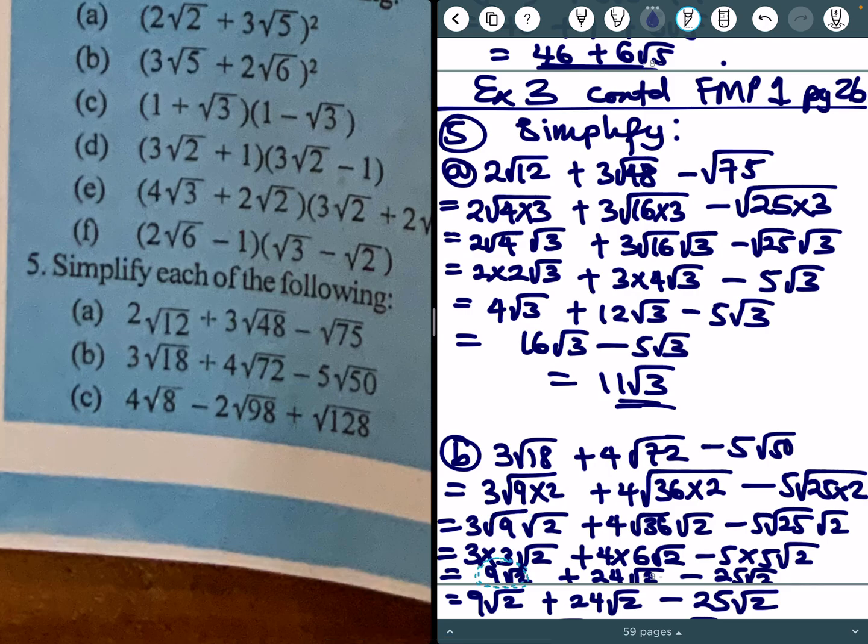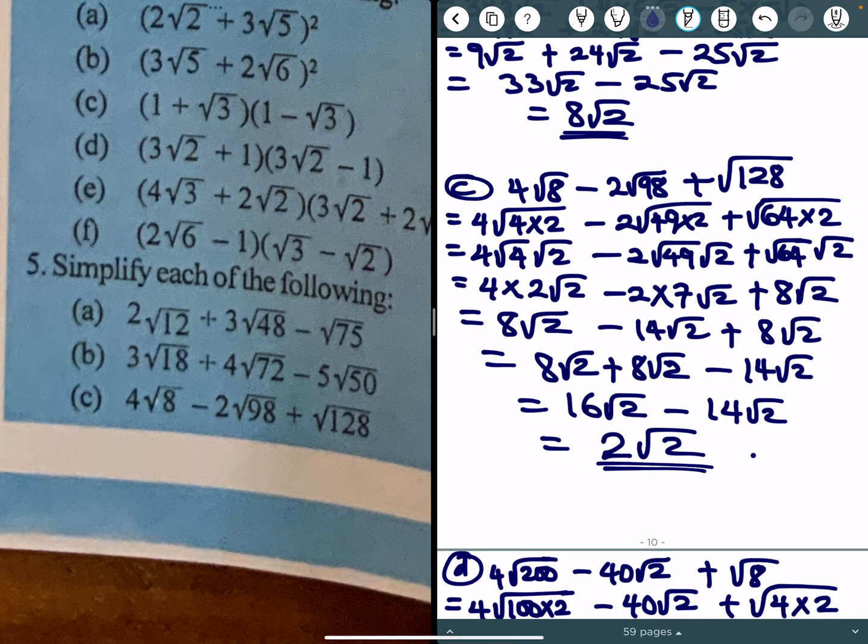This will become 3 times 3, 9 root 2. 4 times 6, 24 root 2. 5 times 5, 25 root 2. So you have 9 root 2 plus 24 root 2 minus 25 root 2. 9 plus 24 here, just like 9x plus 24x will give you 33x or 33 root 2 as the case is here. Minus 25 root 2, you bring that close to 8, you get 33 minus 25 is 8 root 2. In C, it's the same thing.